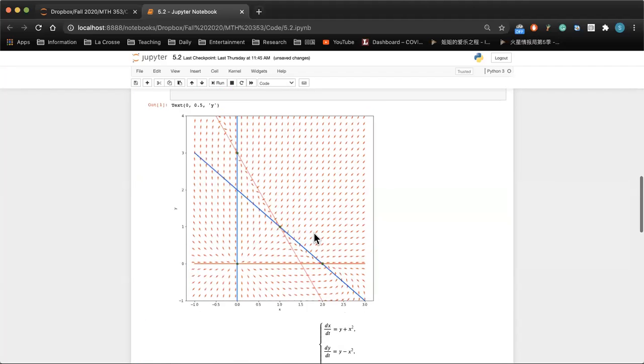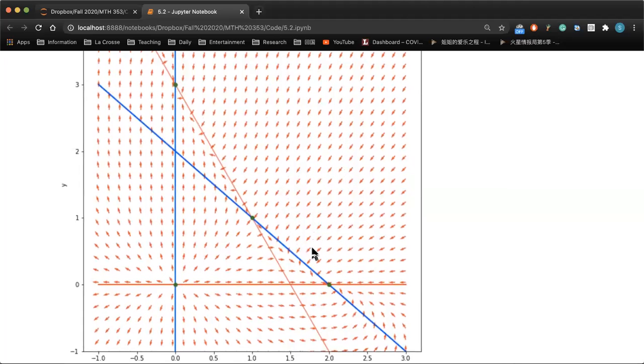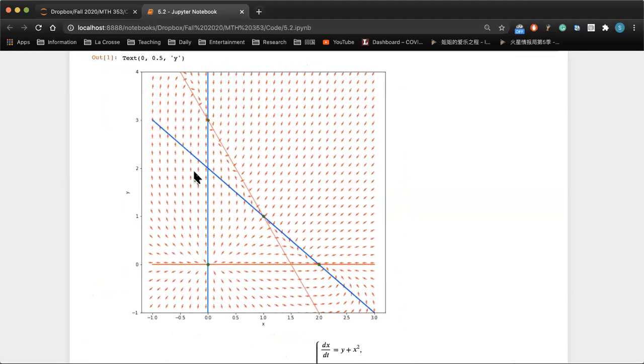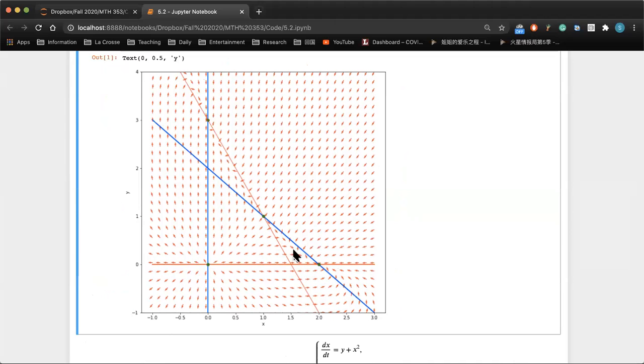Okay. The blue one will be the X nullcline, and the red one will be the Y nullcline. Okay, let's look at the X nullcline. Can you see that on the blue line, your thing is basically vertical? It's vertical up if it's below the Y nullcline, or it's vertical down if it's to the right of this intersection.